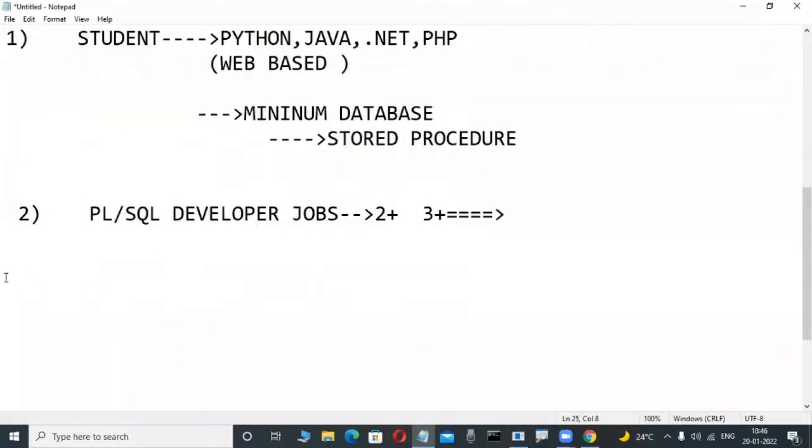Again, observe, PLSQL developer jobs purpose. Another type of persons: nowadays so many persons do not have very good knowledge of coding, maybe not technical persons. They want to move into the software field.